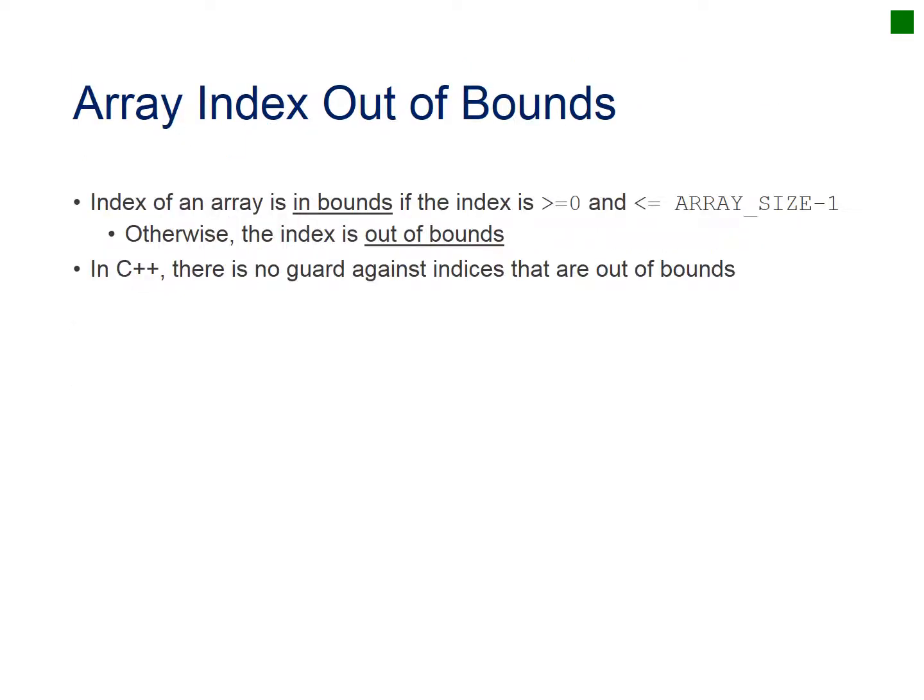Array index out of bounds. If the index of our array exceeds the bounds of our array, we say our index is out of bounds. For example, we defined an array with 5 elements, 0 through 4. If we try to store information into a 6th element, our array is out of bounds. In C++, there is no guard against indices that are out of bounds.